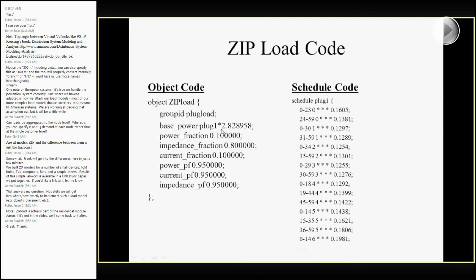And in this particular case, we're only adjusting the overall power consumption. We're leaving all the fractions and all of the power factors the same, but you could actually either change the schedule so it applied directly to the power fraction or the impedance fraction, or you could even put multiple schedules on here and vary each one of these with time. So you could basically have 7 different schedules and change your load completely throughout all portions of the day.